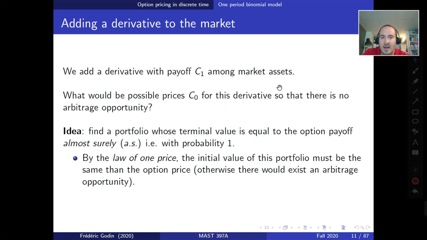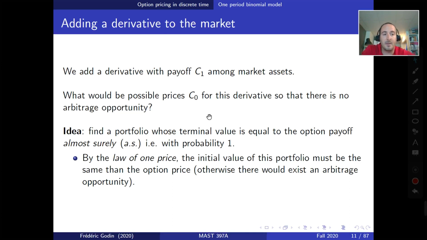So the question we might ask ourselves is, if there exists some new financial instrument whose payoff is C1 at time 1, what would be possible prices C0 at time 0 for this derivative? And what do we mean by possible price? We mean the prices which would preclude arbitrage opportunities. In practice, arbitrage opportunities, when they exist, tend to disappear shortly.